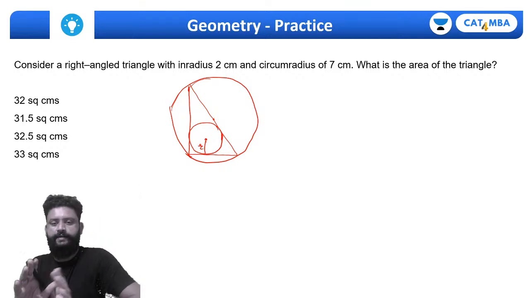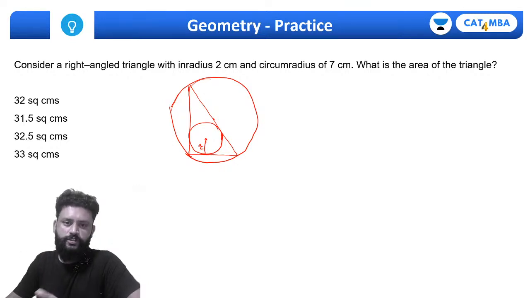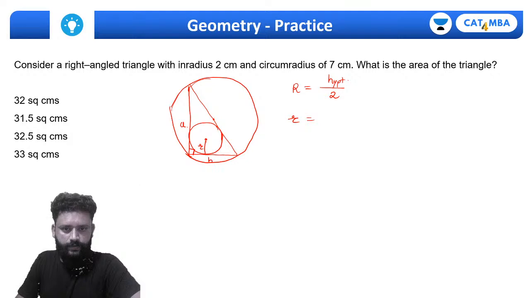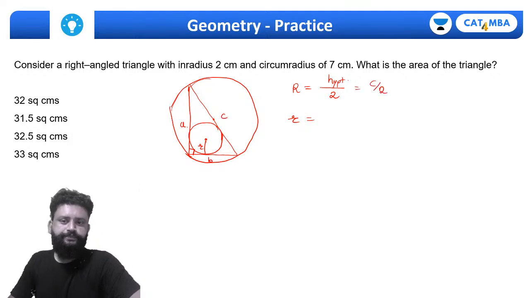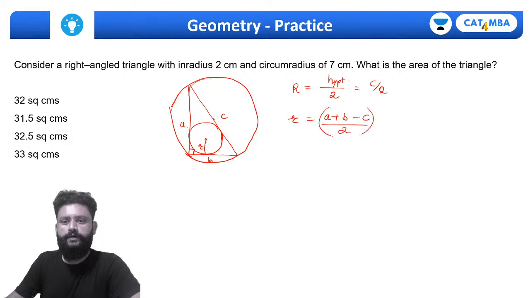Okay, so let me tell you few things related to this question. Guys, देखो राइट एंगल ट्रायंगल अगर है, in a right angle triangle the radius of the circumcircle will be half of the hypotenuse. And the radius of the incircle, if this is A, this is B and this is C, so this will be C by 2. Okay, and the radius of the incircle is A plus B minus C divided by 2. That's what you need to remember.